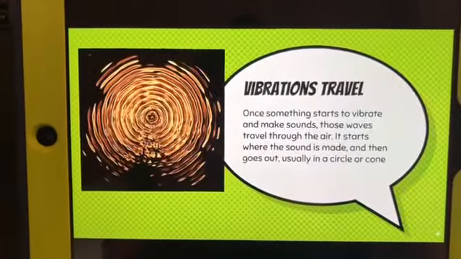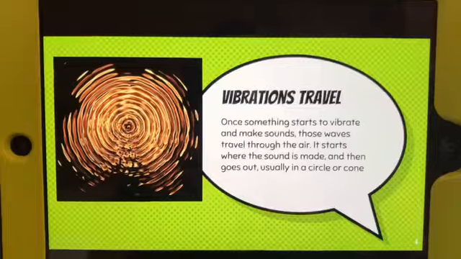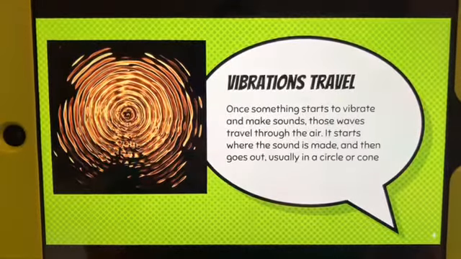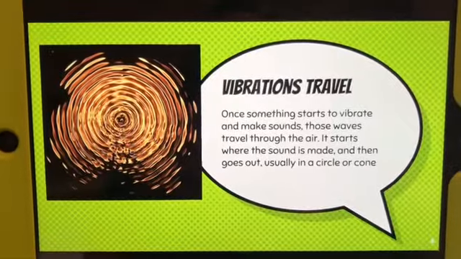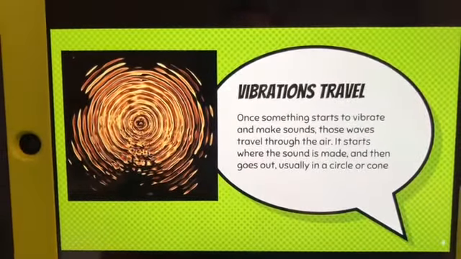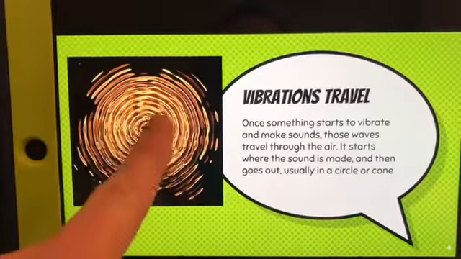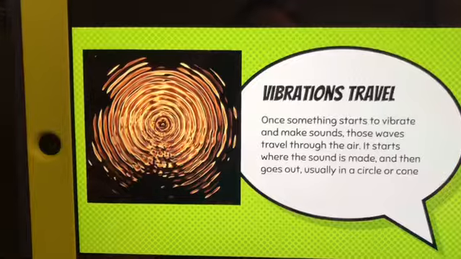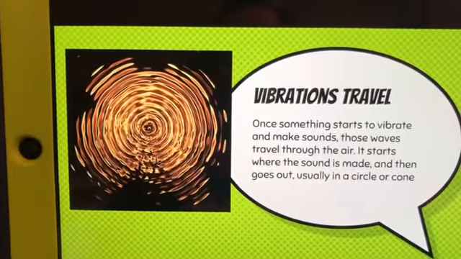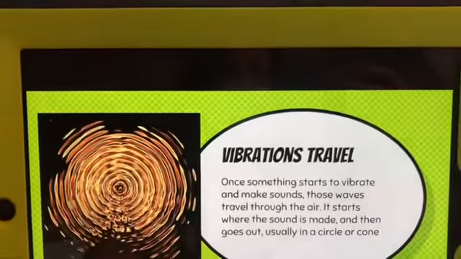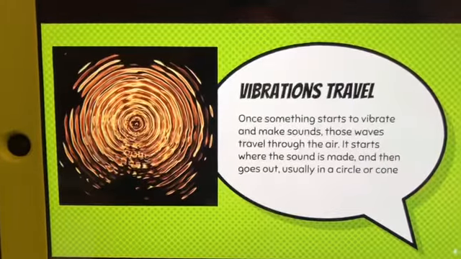Okay, vibrations travel. Once something starts to vibrate and make sound, those waves travel through the air. It starts where the sound is made and then goes out, usually in a circle or a cone. So here's an example of a ripple effect in the water where you drop a stone in the middle and the ripples go out around the stone. That's how sound travels. Okay, the sound starts and then it travels through the air.